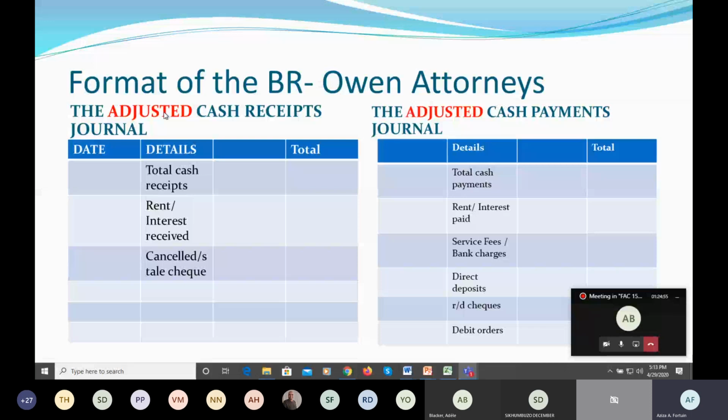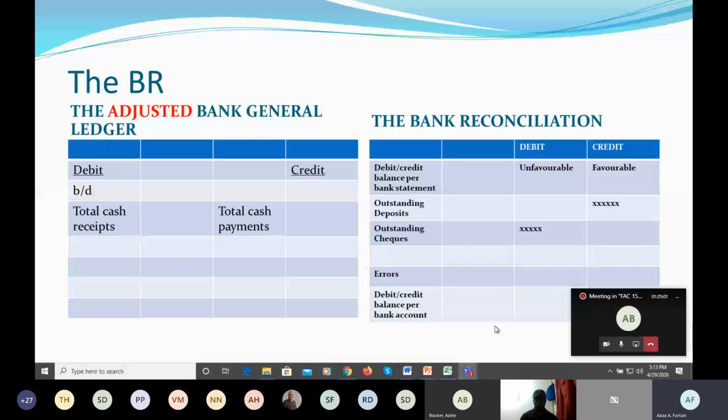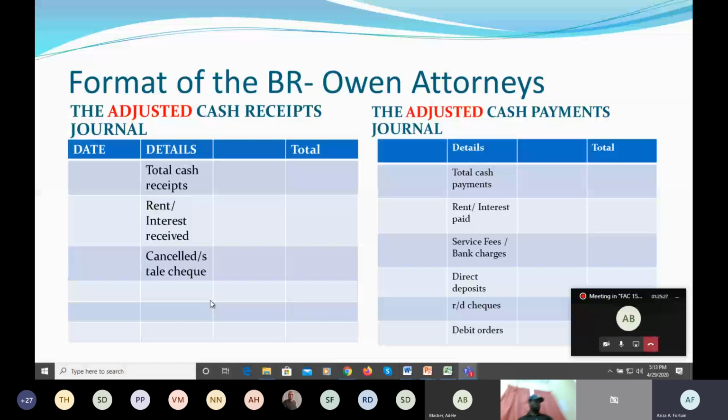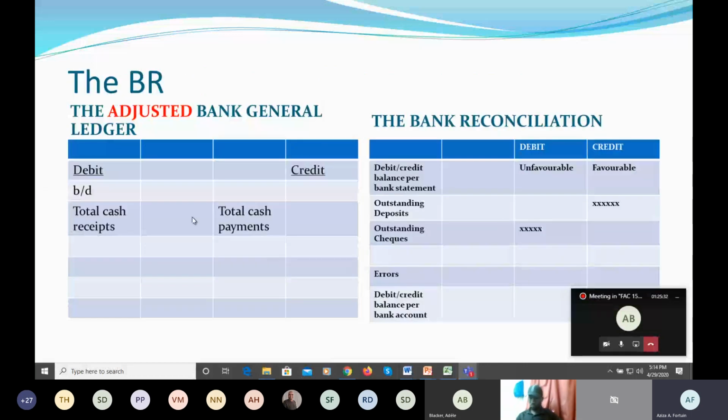And then sometimes debit orders, which normally go off later in the evening and you're not aware of it, or a varying debit order. So when we're done with doing that, we would then move it to our adjusted bank account in our general ledger. So we would then, on our debit side, have our balance brought down if it's a favorable balance. If it's an unfavorable balance, we'll put it on our credit side. So then we will take our total receipts that we tallied up here, and our total payments that we tallied up on our cash payments, and we'll enter it, and that's how we will do our adjusted bank account.